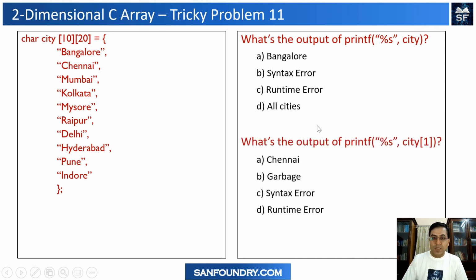Next, what's the output of printf("%s", city[1])? So this is going to be Chennai, or garbage, or syntax error, or runtime error, okay? Because here we are passing just the first dimension. What about the second dimension? There is no second dimension. Will the compiler complain about this? Will there be a compilation problem? We don't know. Let's make a note of it and then we'll discuss this further.